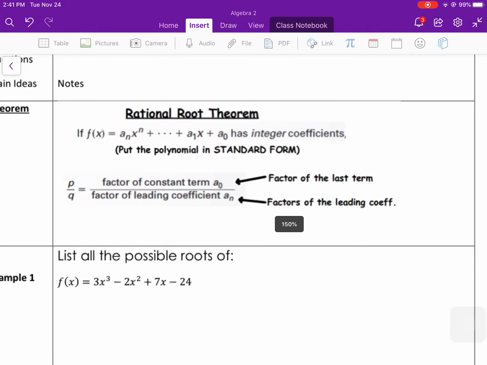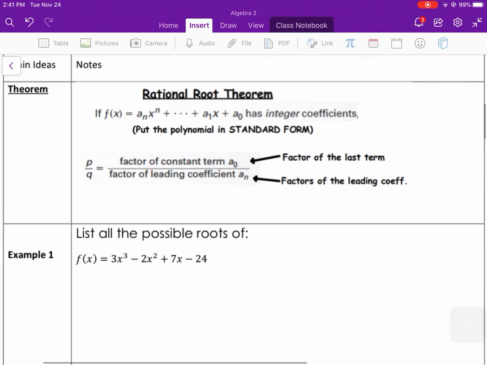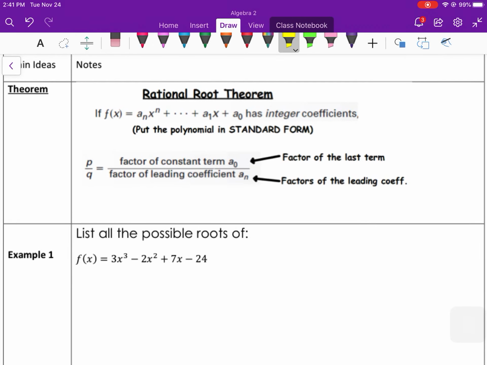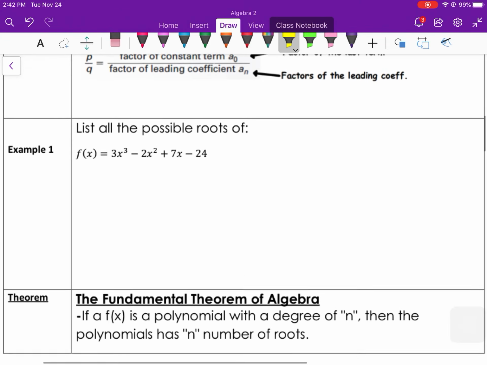So first, the rational root theorem. The rational root theorem tells us all of the possible roots, all of the possible solutions to the polynomial. What you do is the solutions are all the factors of the constant term divided by all the factors of the leading coefficient. So let me show you how that works.